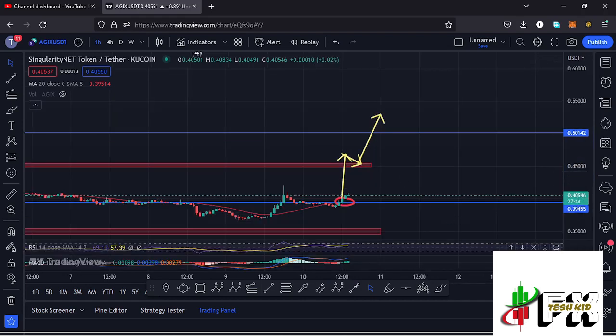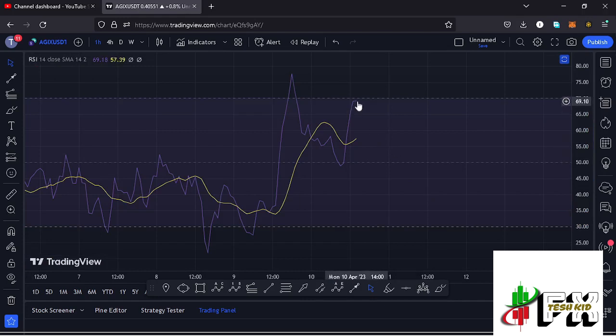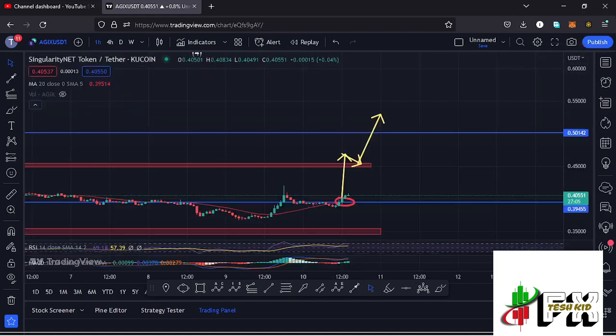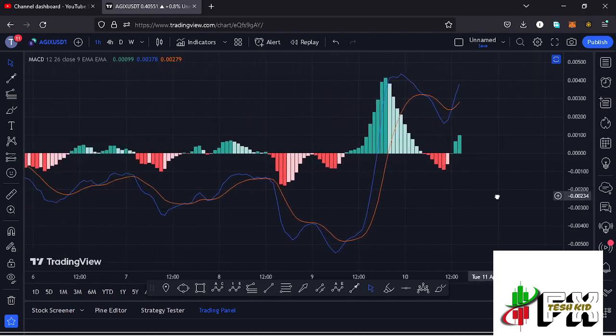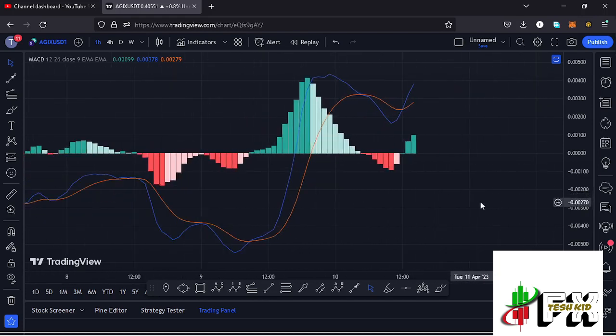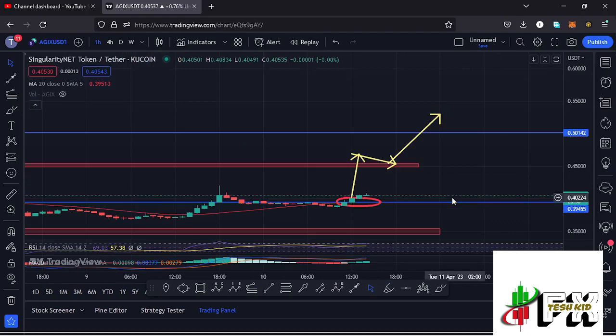Also taking a look at the indicators, on the RSI we are trading at around the 69 mark, meaning we have massive room for us to fully support higher prices. Also taking a look at the MACD, we have been able to print a bullish cross, fully supporting higher prices. So let's be patient and see how that plays out, and I'll be keeping you updated.